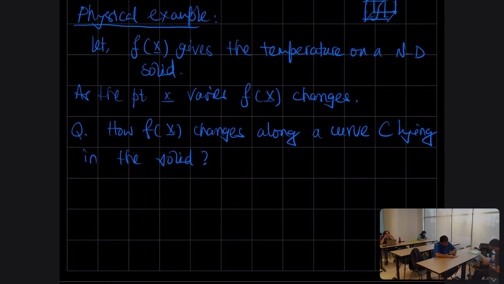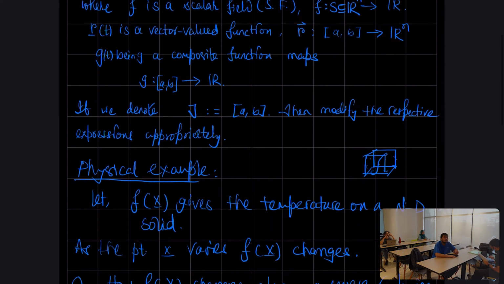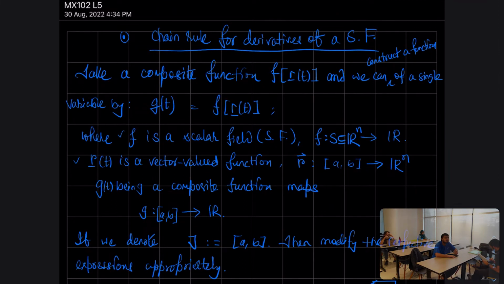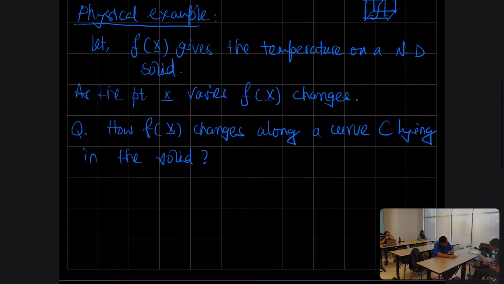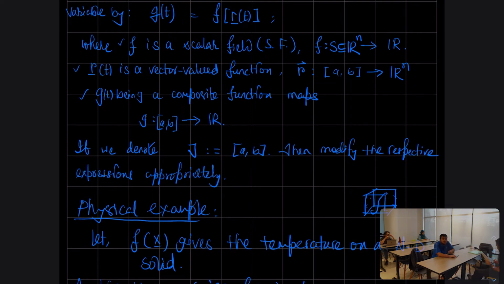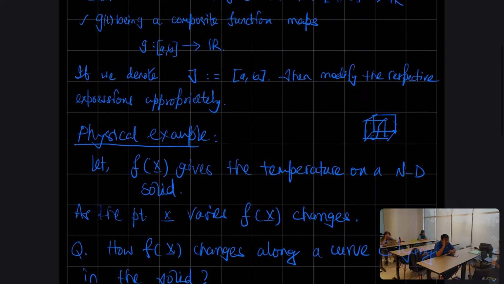To answer this, we already have some construction. So let us redefine these things like r, f, and g in terms of this physical setup. What would be r? Look at the definition of r. r is a vector valued function. Any curve on a solid will be a vector valued function. The statement we're trying to answer is how f of x changes along a curve C lying on the solid. It could be inside as well.